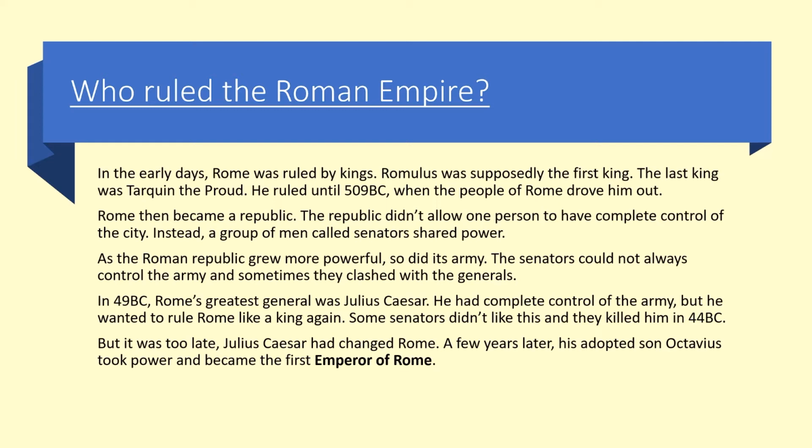As the Roman Republic grew more and more powerful, so did its army. The senators could not always control the army, and sometimes they clashed and had arguments with the generals. In 49 BC, Rome's greatest general was Julius Caesar. He had complete control of the army, but he wanted to rule Rome like a king again. So he wanted to return Rome back to when it had kings. Some senators didn't like this, and they murdered him in 44 BC. But it was too late. Julius Caesar had changed Rome. A few years later, his adopted son Octavius took power and became the first emperor of Rome as Augustus Caesar.